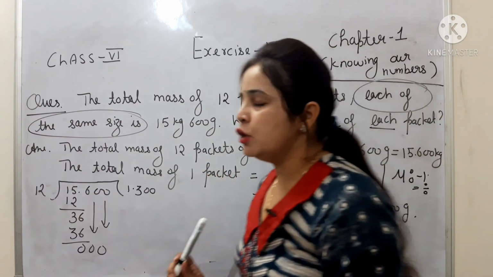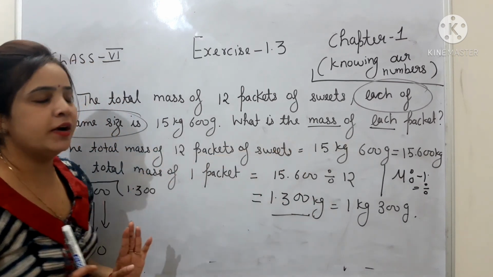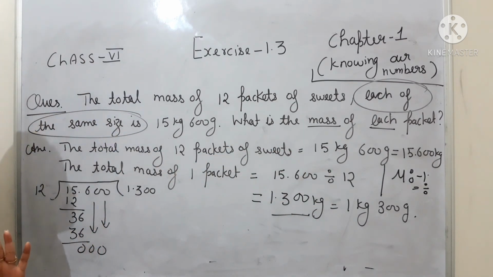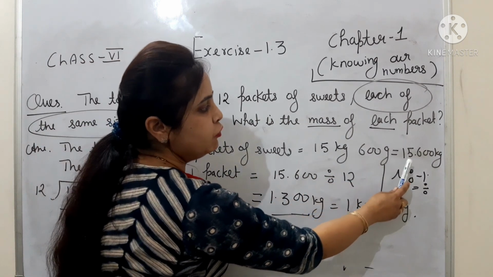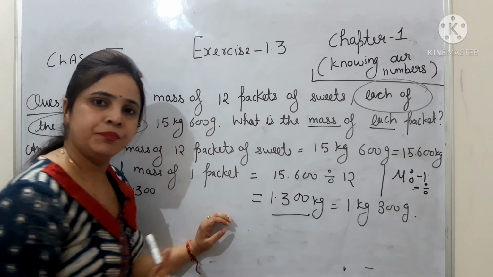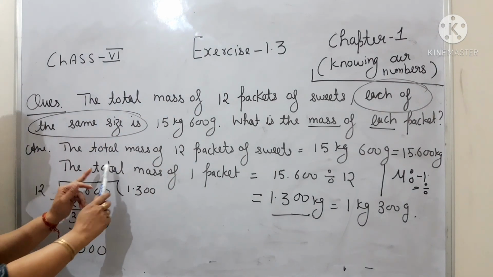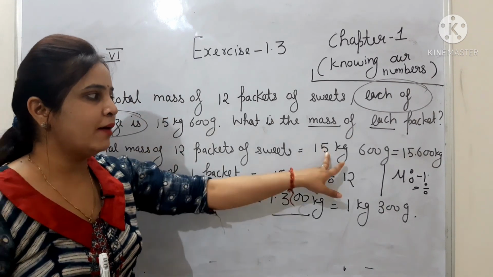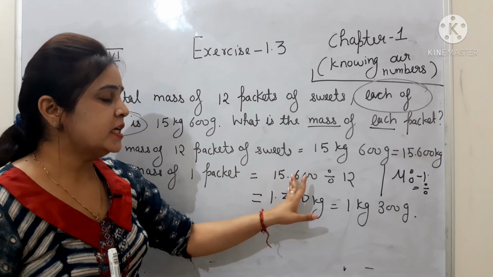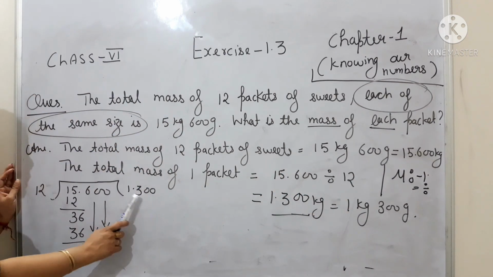The total mass of the 12 packets of sweets is 15 kg 600 gram. So how can you write it? It will be 15.600 kg. This much you already did in class 5. Now for calculating the total mass of one packet, you have to divide your 15 kg 600 gram by 12. Then you divide.